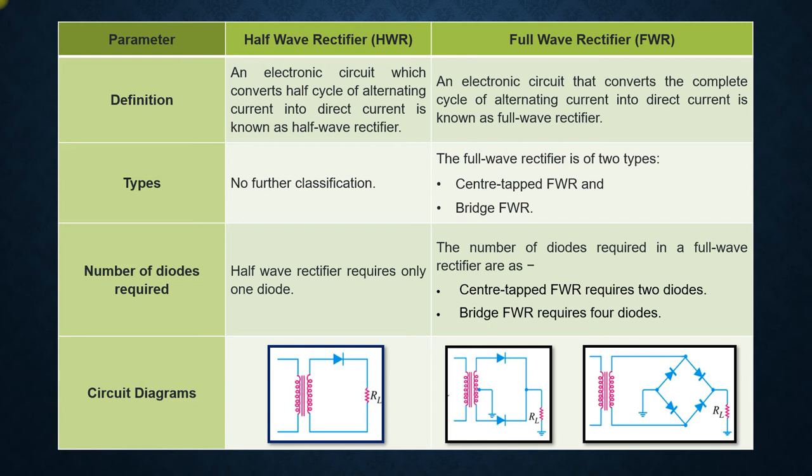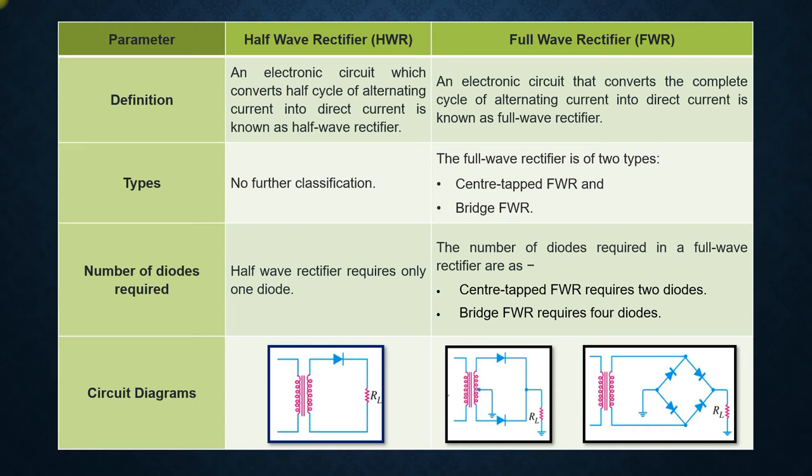So first we will see different parameters. The different parameters are definition, types, number of diode requirements, circuit diagram and so on. We will see one by one. On these parameters we are going to compare or differentiate the half wave rectifier and full wave rectifier. So coming to the definition, what does it mean by half wave rectifier?